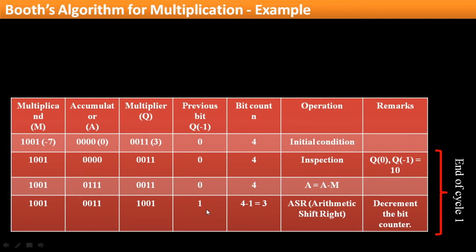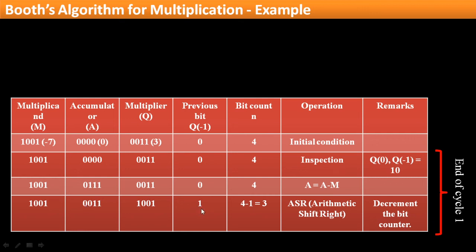So when we do the arithmetic shift right, we are shifting the bits on the right hand side but keeping the most significant bit as it is. We will not change this. If it is 0, it will remain 0. If it is 1, it will remain 1. This means we are trying to preserve the sign during the operation.